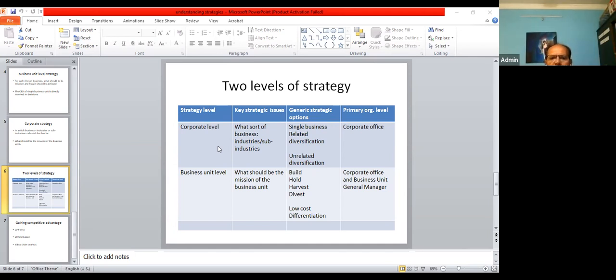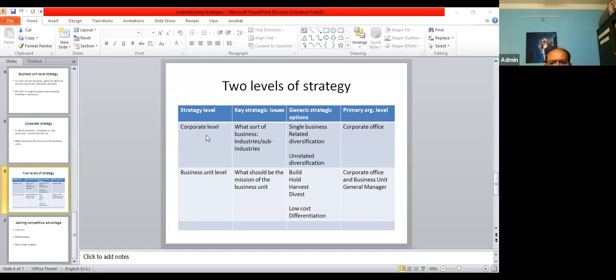Does a company have different units? Just now I gave the example of Tata Group. Under Tata Group, Tata has a number of units. Even Reliance also has a number of units under one company. So: strategy level, corporate level, and business unit level.